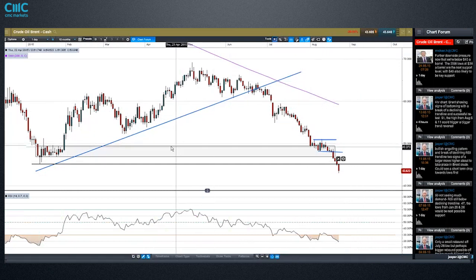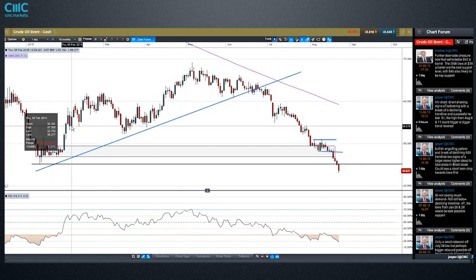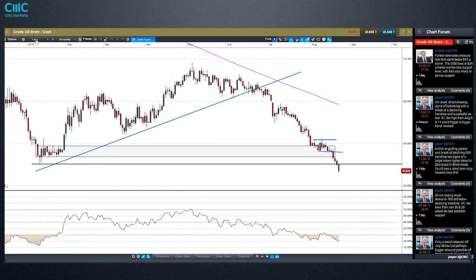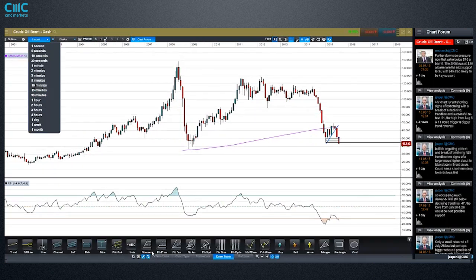So obviously, as we first entered this kind of area of possible demand, we did see a bit of a consolidation take place. But once we saw that drop through it, that's when we knew we were done and dusted and we're declining down here. And we're probably heading for those 2008 lows. I think we need a monthly chart to see that. There we go. So this is where we're probably heading.